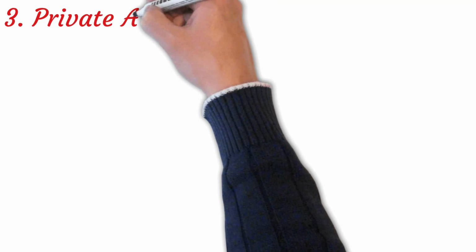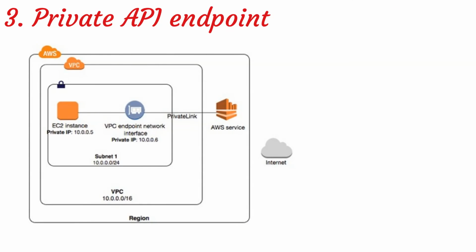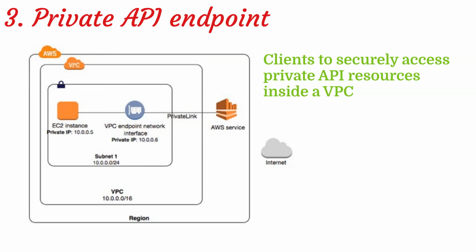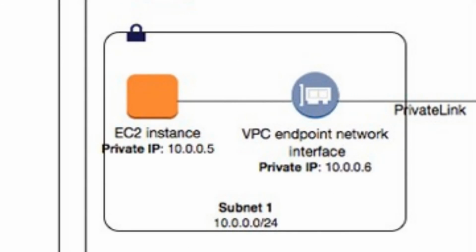3. Private API endpoint, where an API endpoint is exposed through an interface VPC endpoint. This allows clients to securely access private API resources inside a VPC. Private APIs are isolated from the public internet, and they can only be accessed using VPC endpoints that have been granted access.